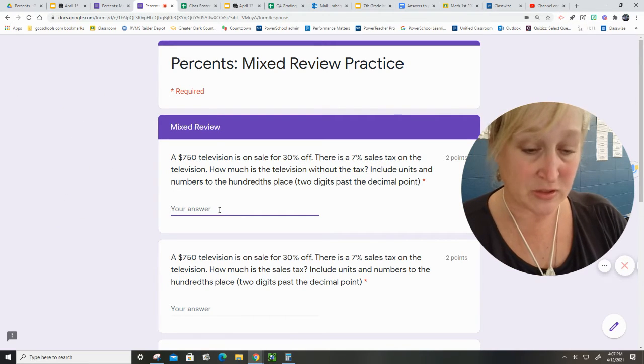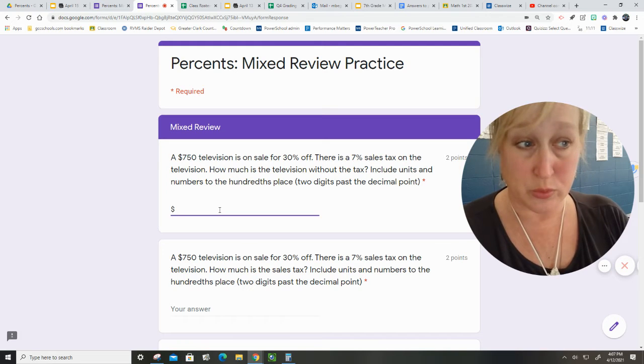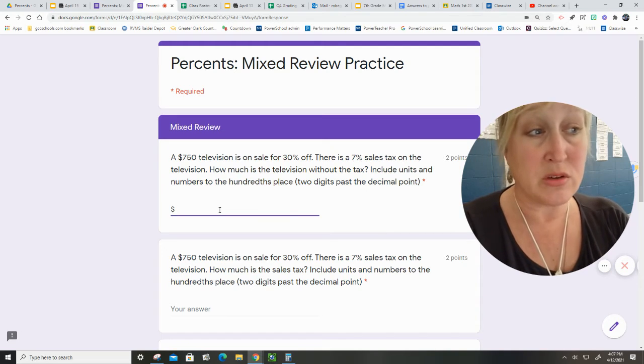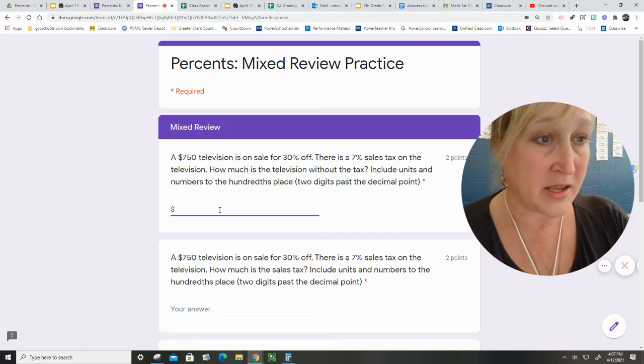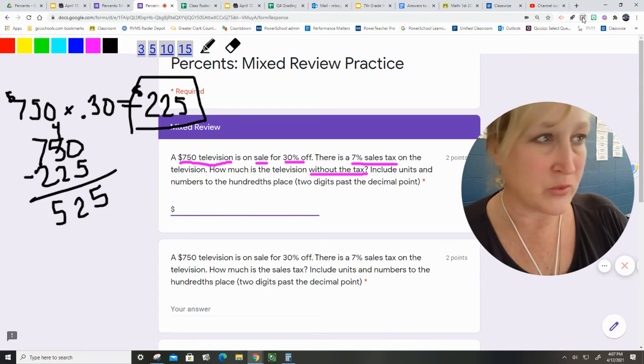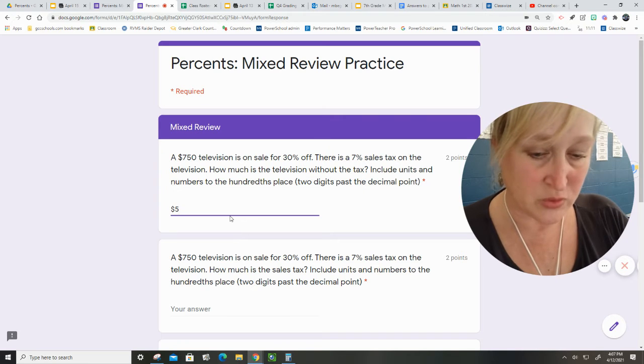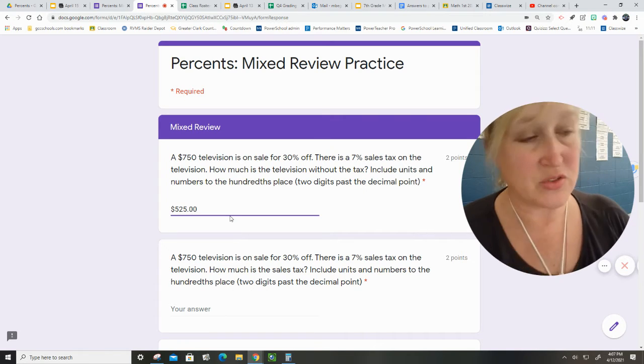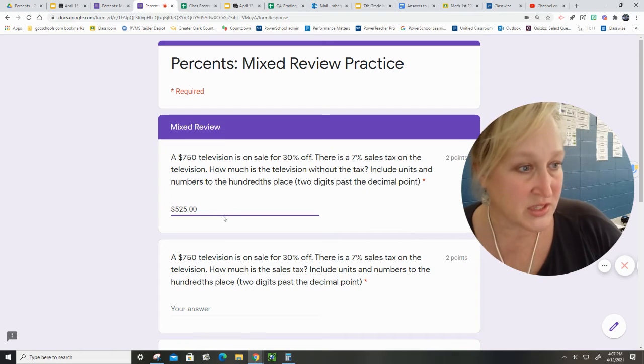So I'm going to type that answer in here. I'm making sure that I follow the rules that it gave me. It says to include the units, which is the dollar sign, and it wanted me to include all the digits. $525. See, I'd already forgotten. $525. Okay. Let's read the next question.